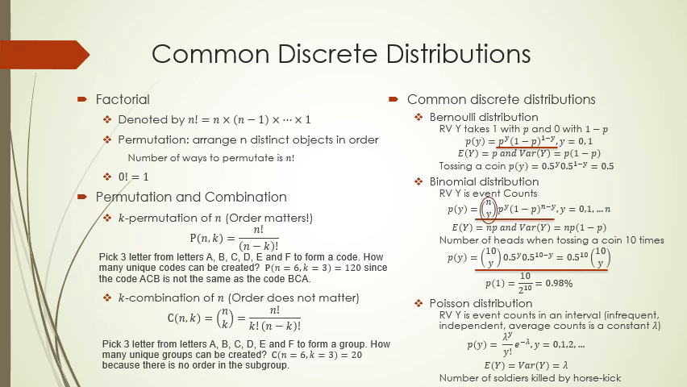Poisson distribution counts events in an interval. It assumes that the events are infrequent, each event is independent, and the average number of events in an interval is a constant lambda. This is its probability mass function, and the random variable y is also the event count. Both the mean and the variance are lambda. A textbook example of Poisson distribution is the number of soldiers accidentally killed by a horse kick.